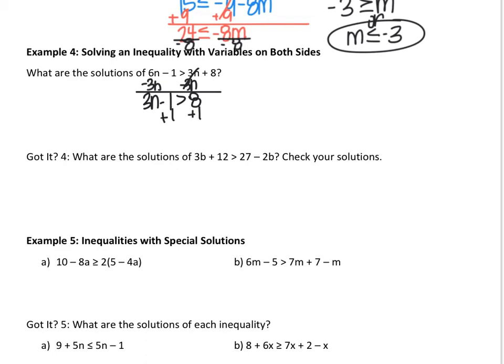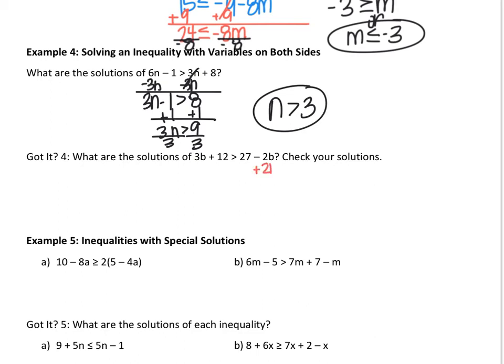Add 1 to both sides, and you get 3n is greater than 9. Divide both sides by positive 3, and you get n is greater than 3. Got it, number 4. Solve that one on your own, and I'll give you the answer in just a second.